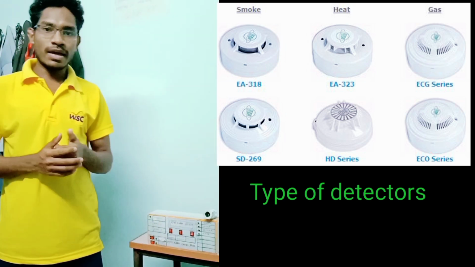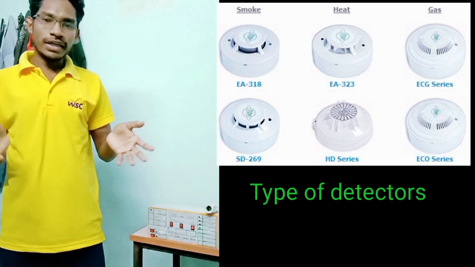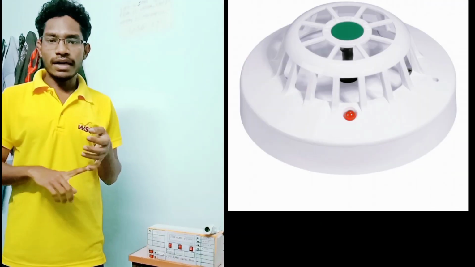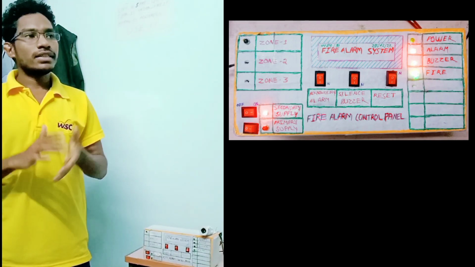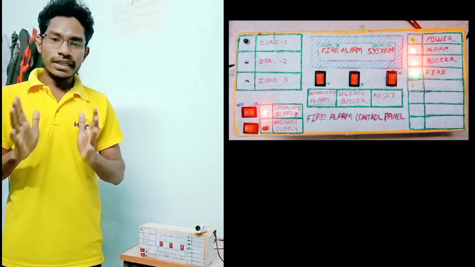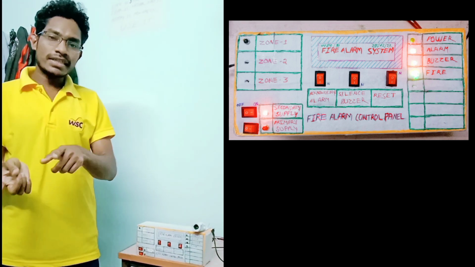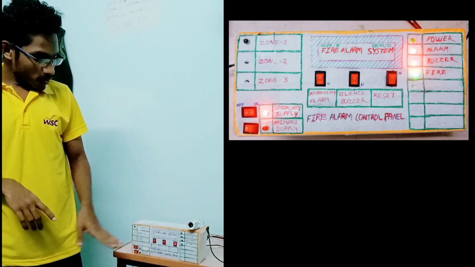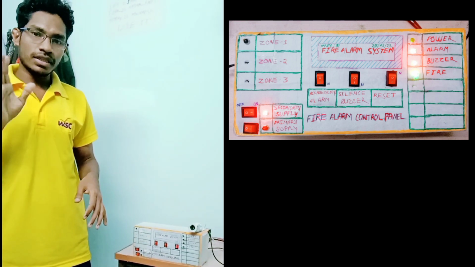I have one example: a building with three floors. So I am using many detectors, basically smoke detectors, heat detectors and flame detectors. If a fire occurs, the detector detects it and activates, and a signal is transported to the panel board. This panel board shows where the fire is, which zone or which room.